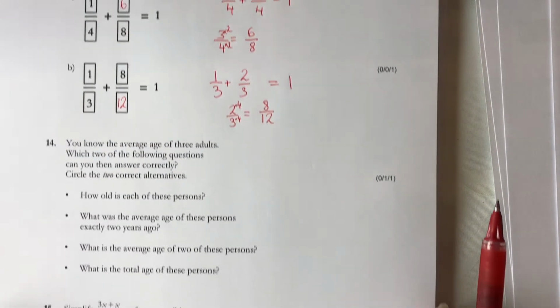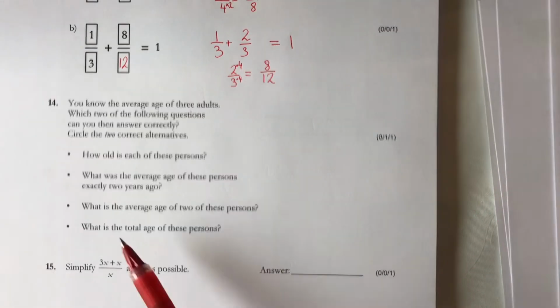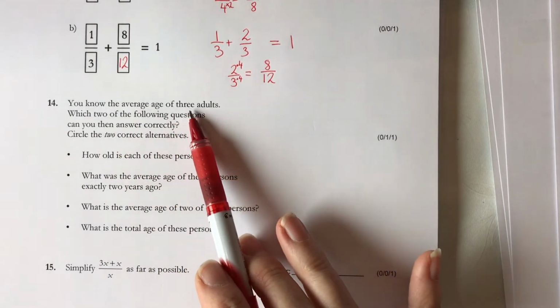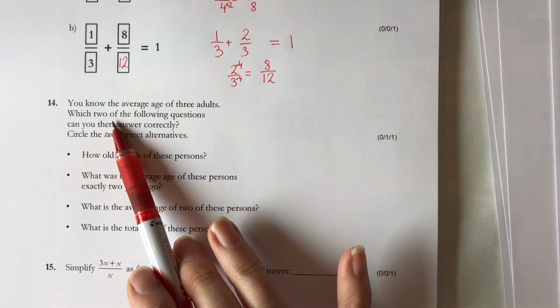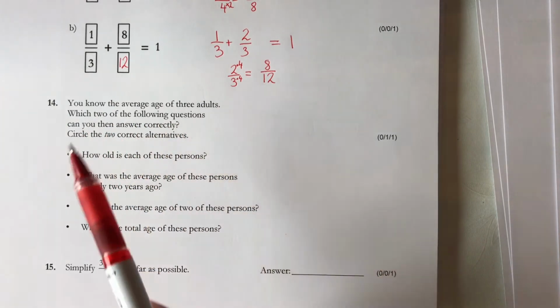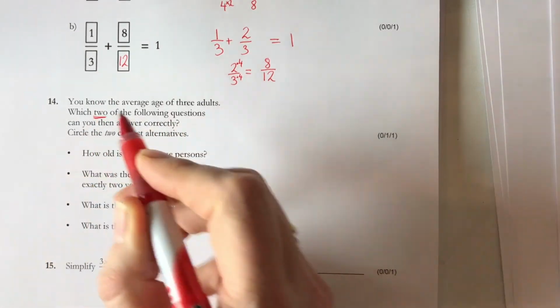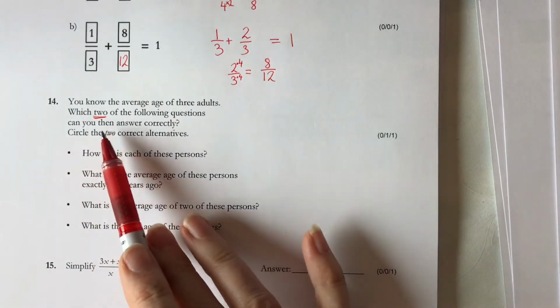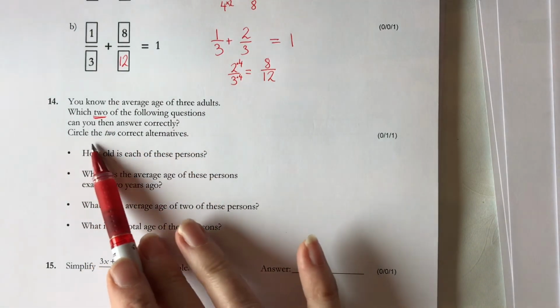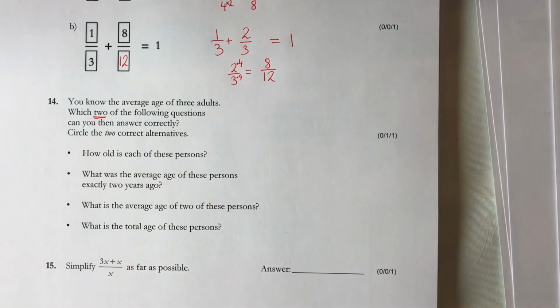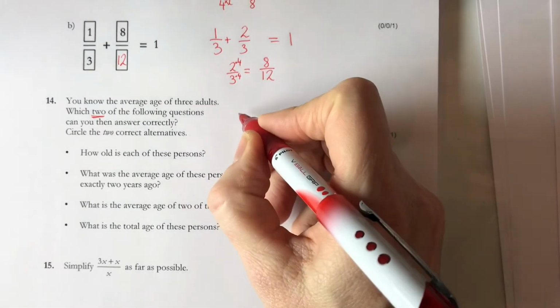Okay, you know the average age of 3 adults. Which are 2 of the following questions? And they're helping you here. They're telling you 2 of the following questions. Can you then answer correctly? Circle the 2 alternatives.